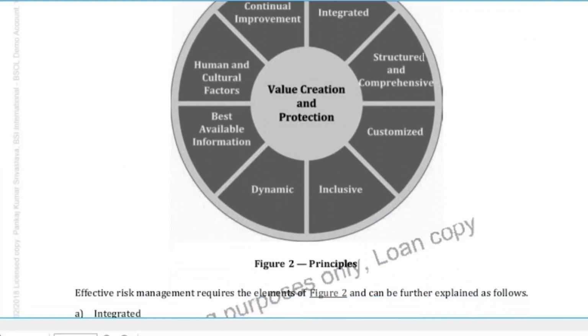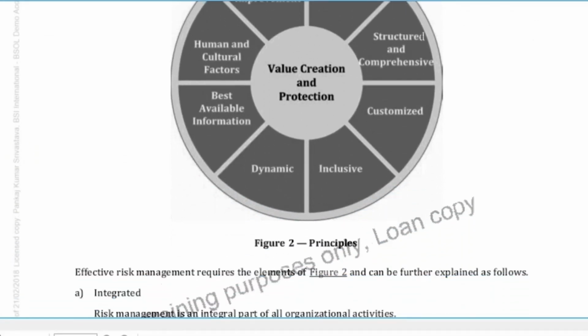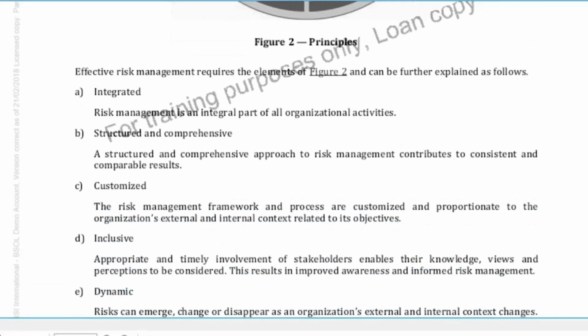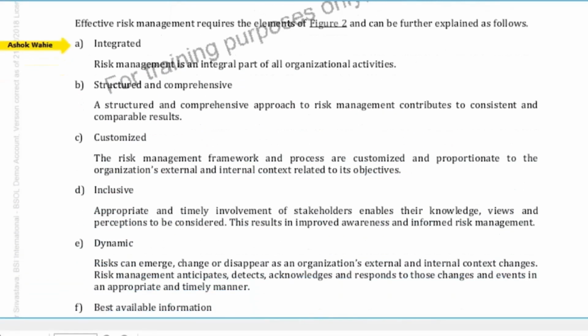So effective risk management requires the elements of figure 2 and can be further explained. First principle is integrated. Take a minute to read. What do we understand by the principle of integrated or integration? It is the same thing whether we use the word integrated or integration. So this principle says that risk management is an integral part of all organizational activities.